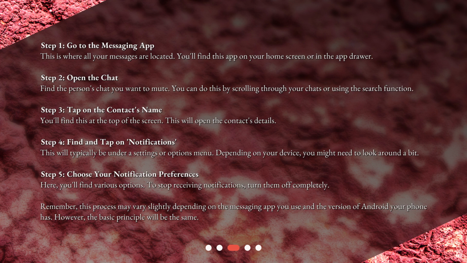Step 5. Choose your notification preferences. Here, you'll find various options. To stop receiving notifications, turn them off completely. Remember, this process may vary slightly depending on the messaging app you use and the version of Android your phone has. However, the basic principle will be the same.